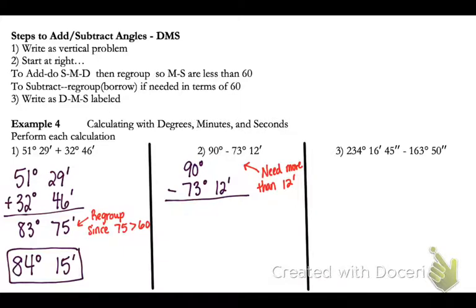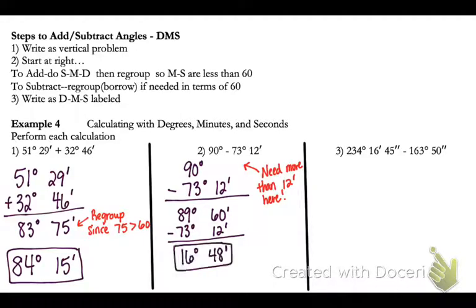So I'm going to have to regroup the 90. I'm going to take 1 degree from the 90, which will leave me with 89 degrees, and I'm going to put it over and make it 60 minutes. So again, I rewrote 90 degrees as 89 degrees and 60 minutes. Now I can go ahead and subtract the two. And we get 16 degrees, 48 minutes.